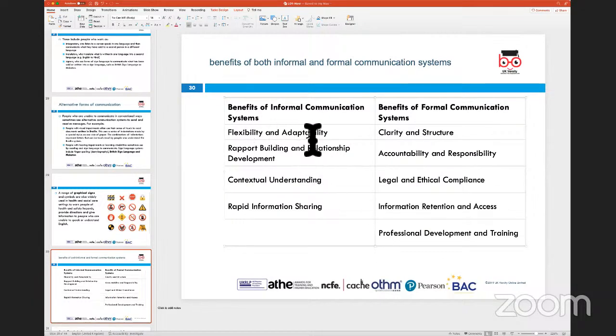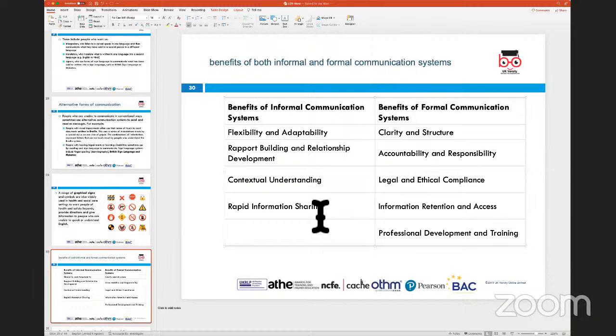So you have flexibility and adaptability in informal, but in formal, you have to have clarity and structure. Informal communication, as I explained to you, would be for rapport building, relationship building. These will primarily be for accountability and responsibility. Here, you're looking at contextual understanding. Here, you're looking at clarity of message, legal and compliance, adhering to legal and compliance. Here, the idea is to transmit information in a rapid way.